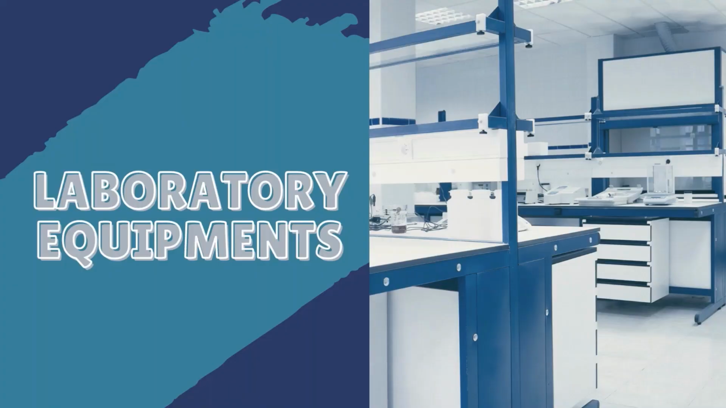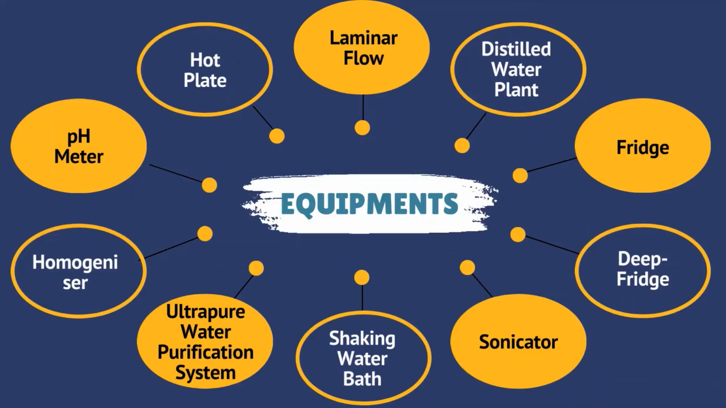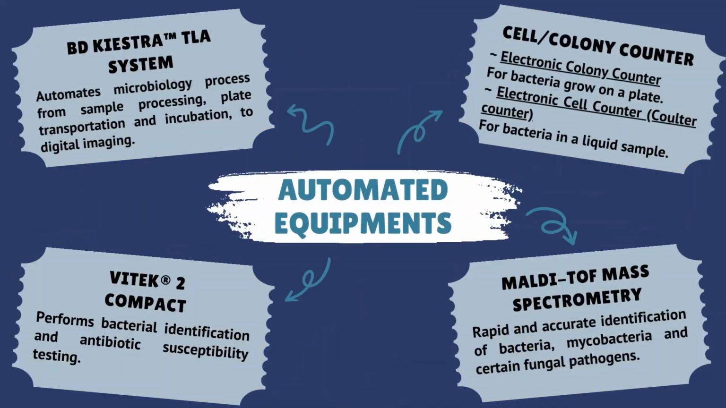Then proceed with lab equipment. There are many basic and important equipment used in the microbe lab such as balance, microscope, mixer, autoclave and incubator. Here are also some lab equipment that are used and crucial such as laminar flow, fridge, sonicator, homogenizer, pH meter.